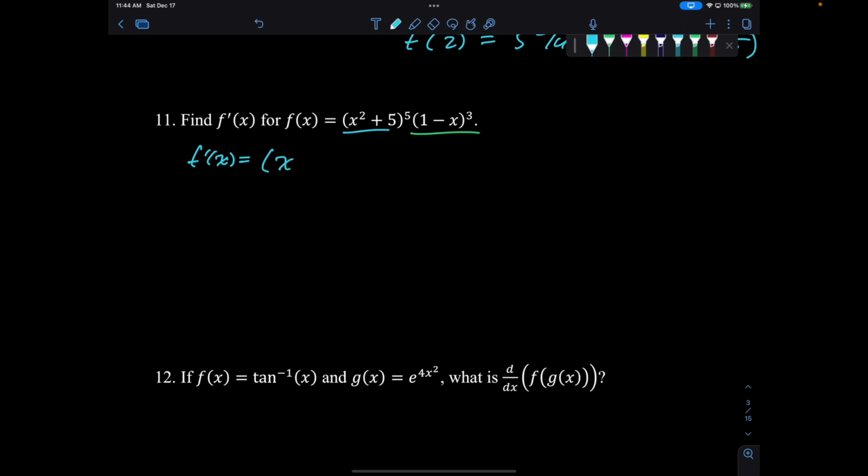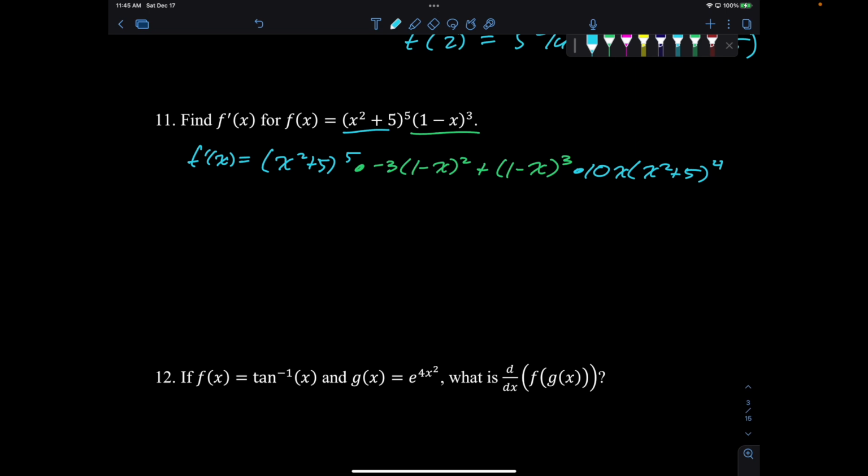So first, and then derivative of the second is, so there's a 3 by the power rule and a negative 1, so I'm going to write negative 3 times 1 minus x squared, plus second, 1 minus x cubed, derivative of the first. So there's a 5 from the power rule and a 2x, so I'm going to say 10x times x squared plus 5 to the 4th. Okay, so now we got to factor this thing.